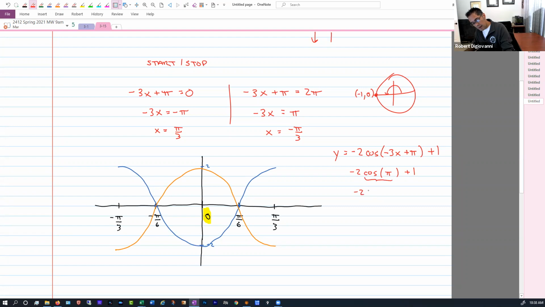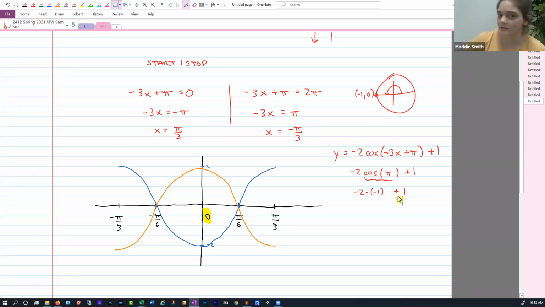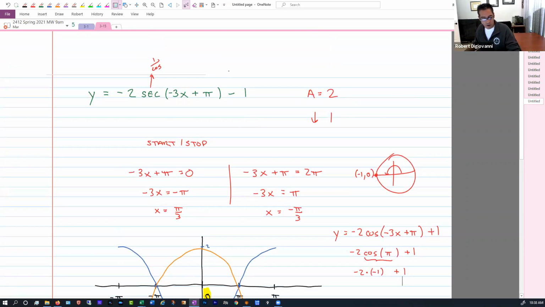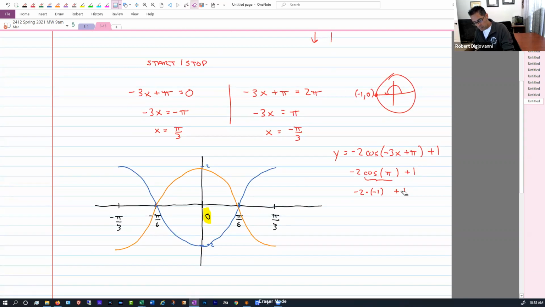So we have -2 times -1 and then +1. So this +1 will come at the very end. But why +1 instead of -1? Because in the original equation, did I put a -1 up there? I'm sorry, I just overlooked that. Sorry, everyone. That's a -1. Oops. -1, -1, -1, right?